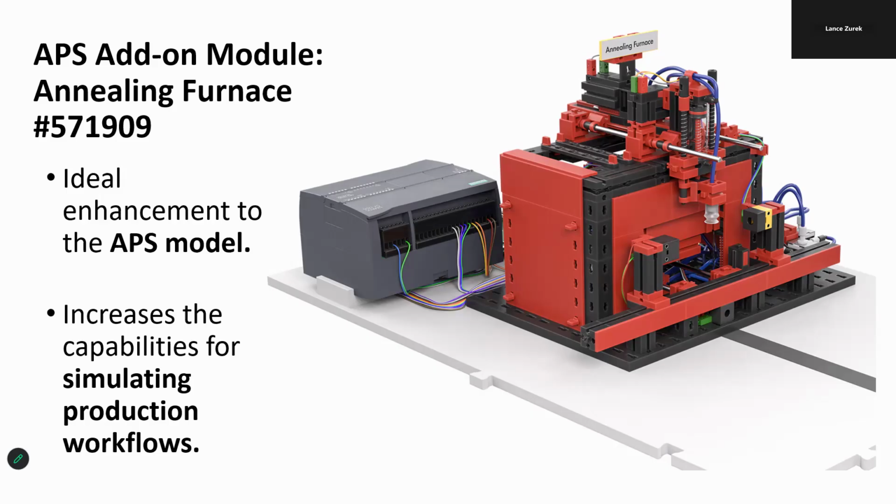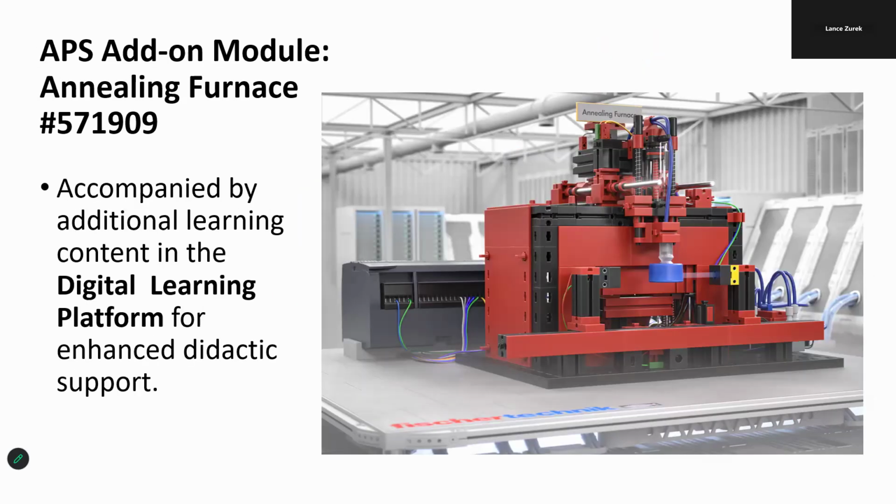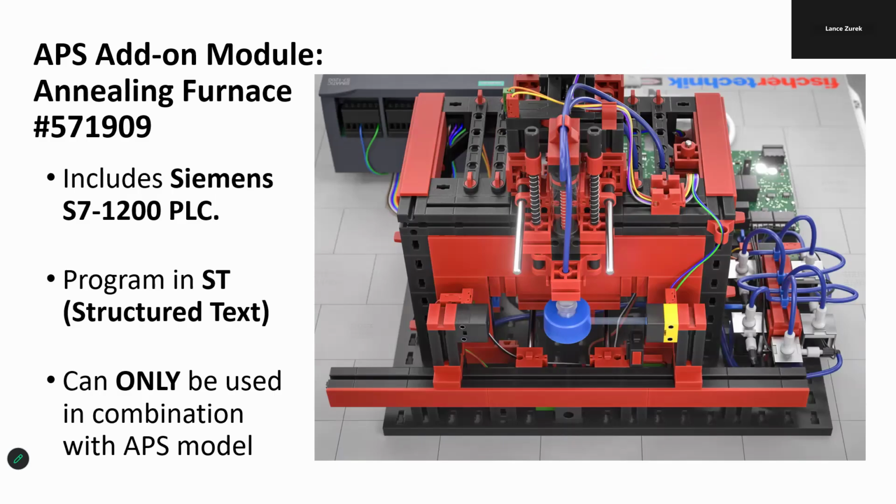Topics such as introducing new derivatives into production and expanding existing production configurations with an additional process. This module, like most of the modules of the APS, includes its own Siemens S7-1200 PLC, which has again been pre-programmed in structured text. Now, as an FYI, the annealing furnace module has dimensions of approximately 22.5 by 15 by 9 inches, and it has weight on its own of about 10 pounds. It is, of course, designed specifically for use in combination with the APS model and not to be used as a freestanding workstation.